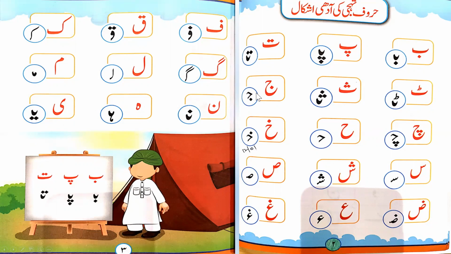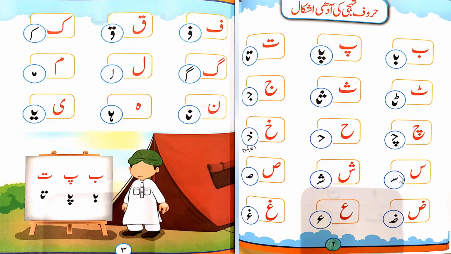Now the next letters, Jim. Look at the way Jim is written, the Che, He, and Khe. They are all written the same way. But again, the dot will differentiate. If there's one dot, it's a Jim. If there's three, it's a Che. If there is no dot, it's a He. And if there's one dot at the top, then it's a Khe.